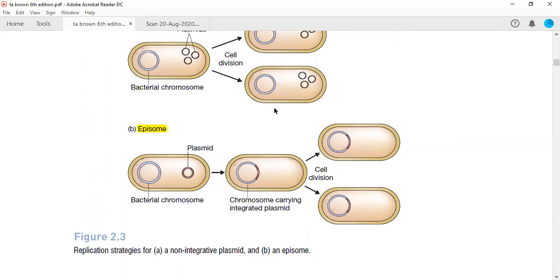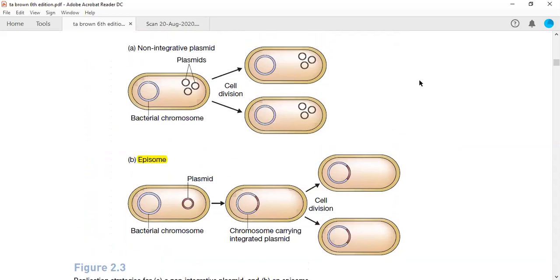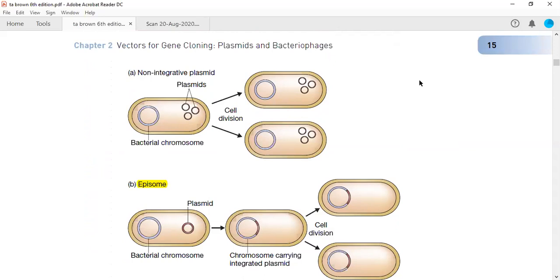In today's class, we are not going to discuss cloning vectors in detail because this is part of recombinant DNA technology, RDT, genetic engineering. But here, because we are dealing with microbiology, you should know that these have these applications, but the details you will study in the genetic engineering class. For now, one term I told you: episome.